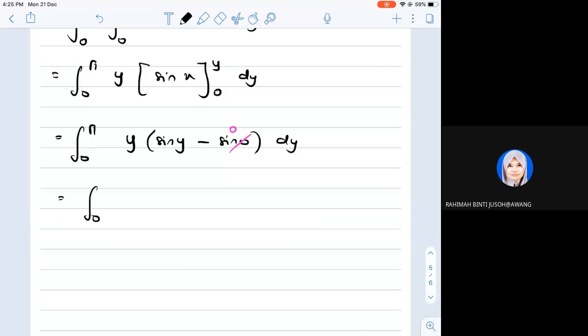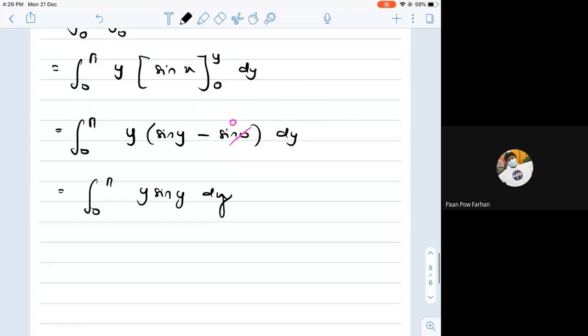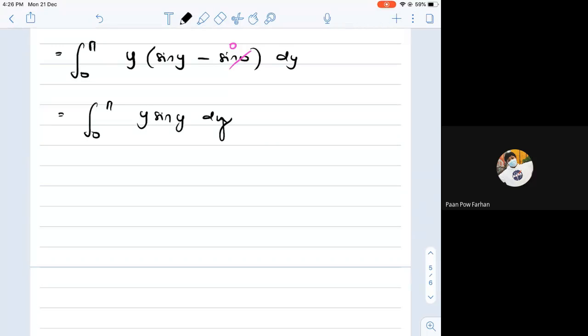So we will have 0 until pi, y sin y dy. How do we integrate this? Substitute? I don't think so. But nice try, nice response. Thank you for responding to me.